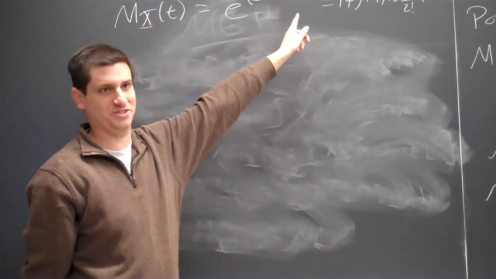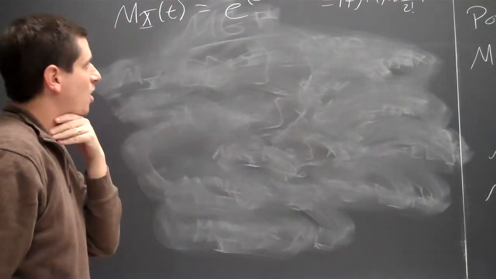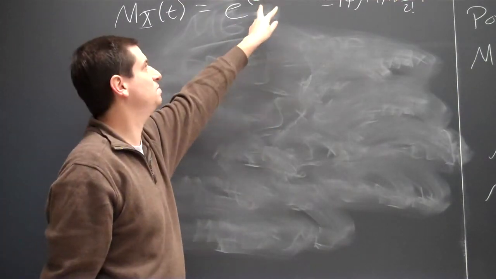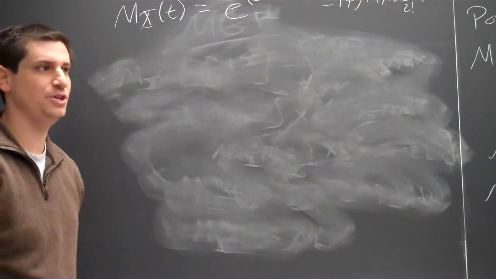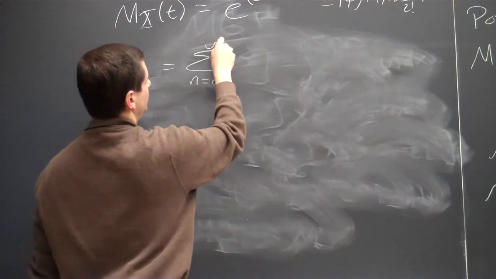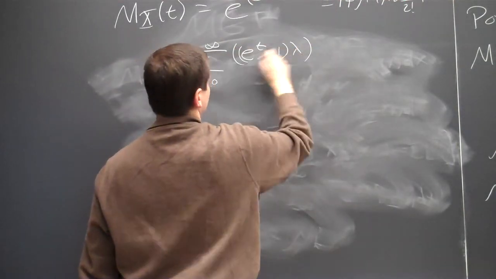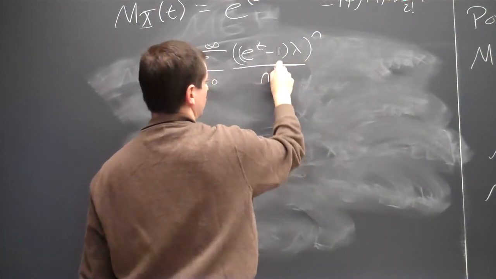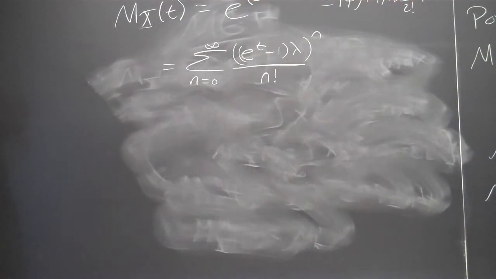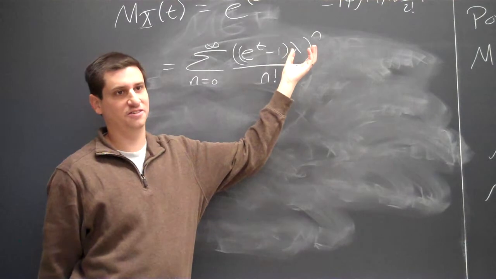Let's Taylor expand this. All right, well, when we Taylor expand this, of course, one way to do this is say, well, I know the Taylor expansion of e to the u, and let's plug in (e^t minus 1) lambda for the u. So we would get the sum, n goes from 0 to infinity, of ((e^t minus 1) lambda)^n over n factorial. Well, let's think about what we have. Which n is the easiest n to study?